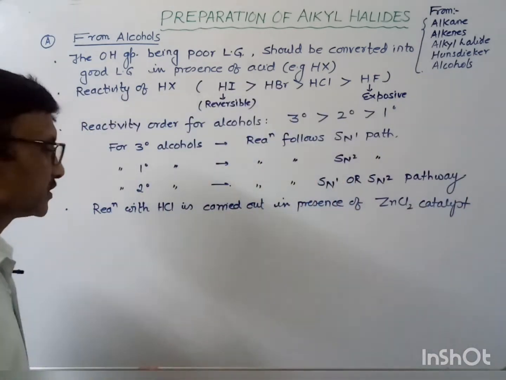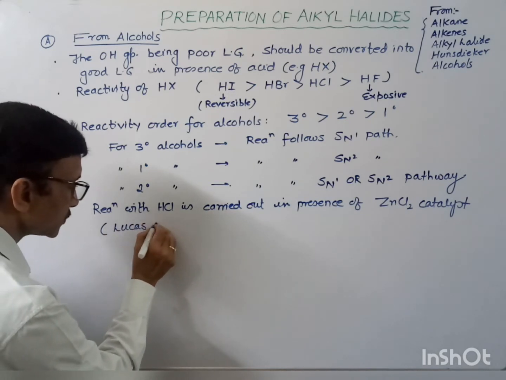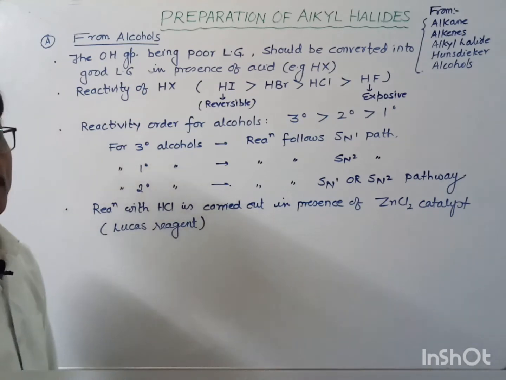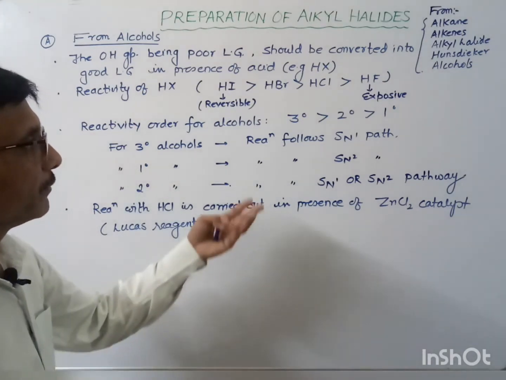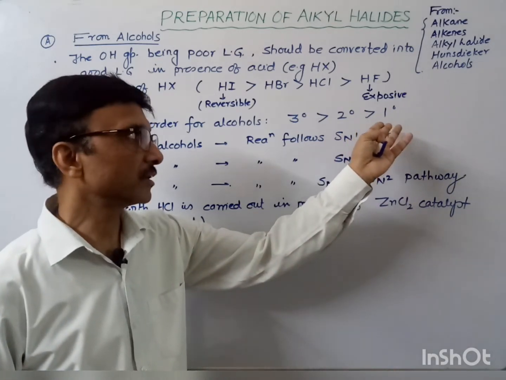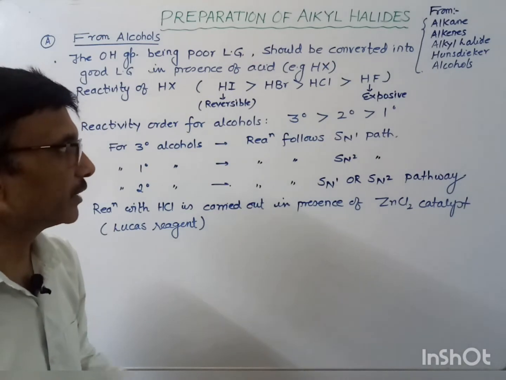And this is also called a Lucas reagent. In presence of ZnCl2 catalyst, it makes the reaction for primary alcohol, and it can react easily in presence of ZnCl2.